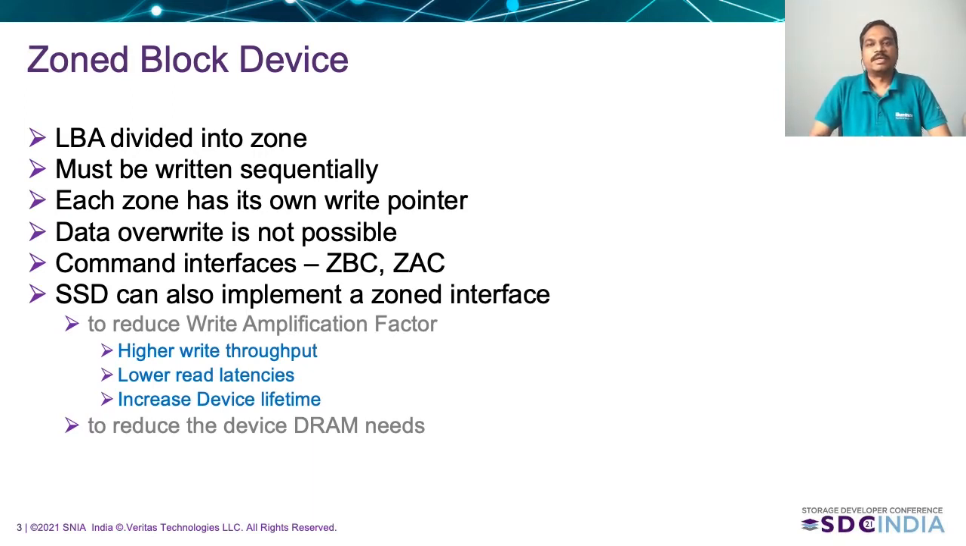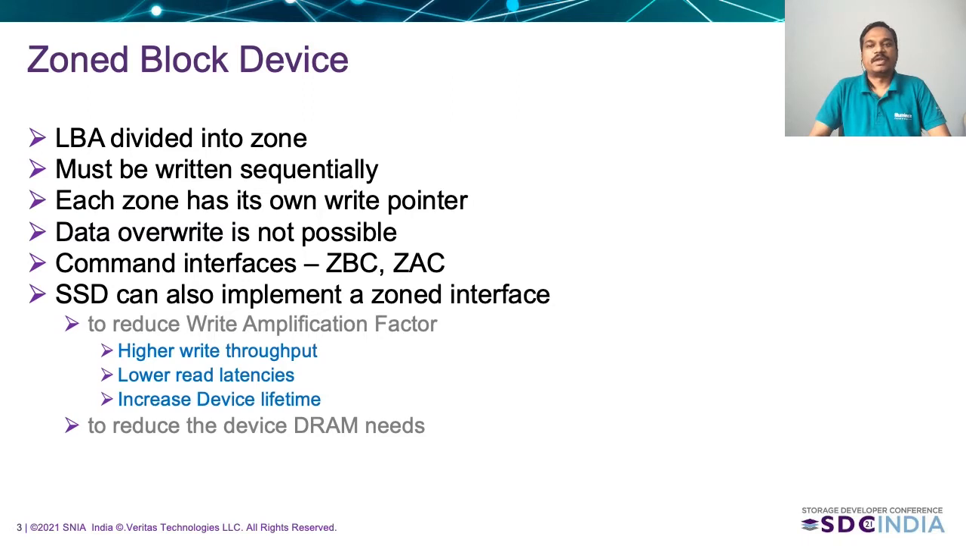This slide is to explain the basics of zone block device. Let's start with what a zone block device is. Zone block device is a class of storage in which the logical address space is divided into zones which have a sequential write constraint, but there is no such constraint for read. Read can happen in any order. Each zone on a zone block device has a write pointer that keeps track of the next write. Data overwrite is not possible in a zone. We cannot go back and write data in between old data. We will need to erase the zone using the zone reset command if we want to rewrite the zone. Zone block device supports two command interfaces, ZBC and ZAC.